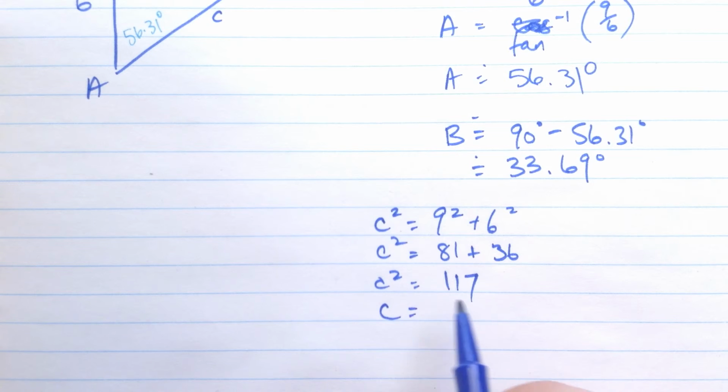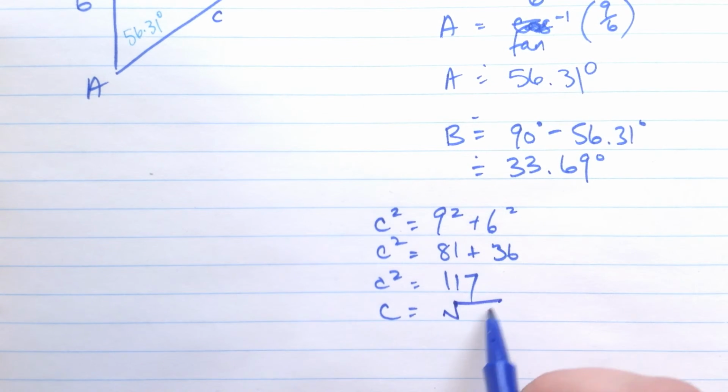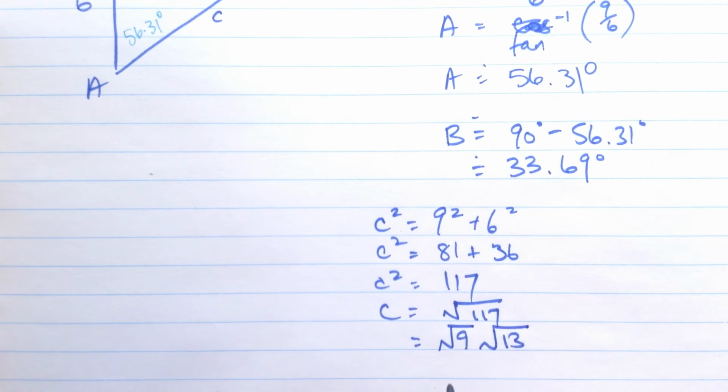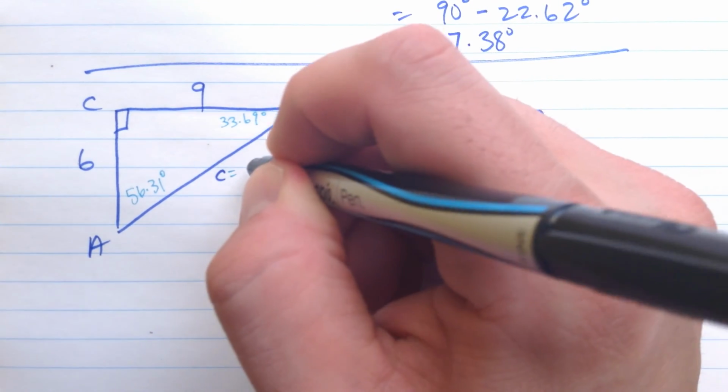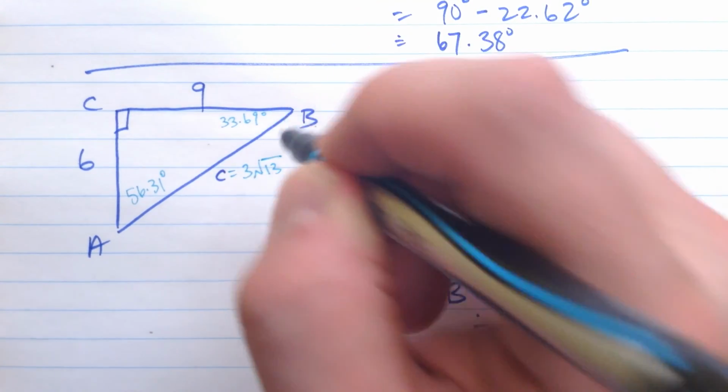And c then must be the positive square root of this, which you can write as root 117, or it is root 9 times root 13. And then root 9 we know is 3, so 3 root 13 is the final value, the exact value for this side c, 3 root 13.